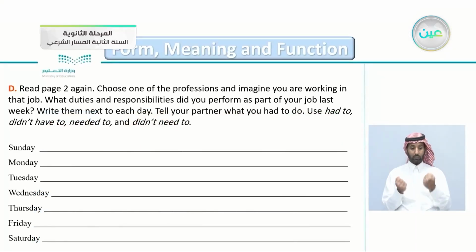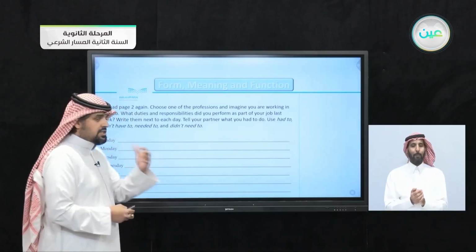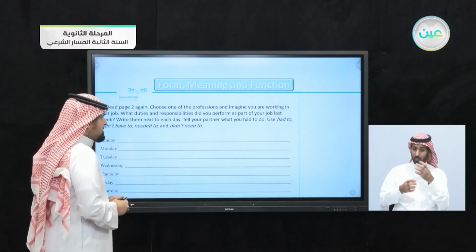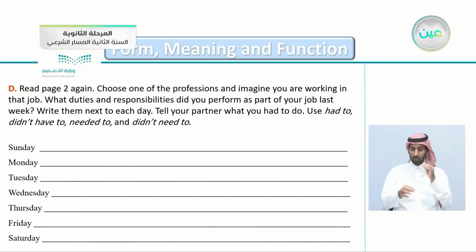Exercise D here, read page 2 again. If you remember page 2 from the listen and discuss with some professions there, like a surgeon or a zoologist. Choose one of the professions and imagine you are working in that job. What duties and responsibilities did you perform as part of your job last week? Write them next to each day. Tell your partner what you had to do. Use had to, didn't have to, needed to, and didn't need to.